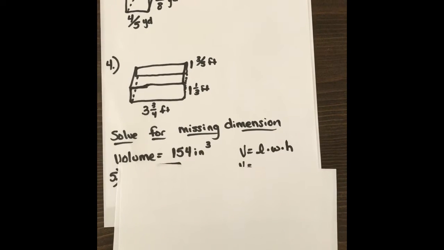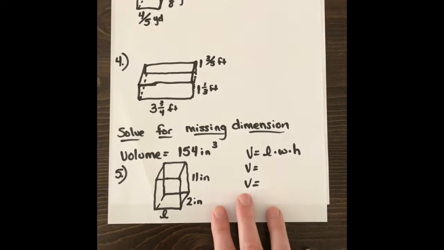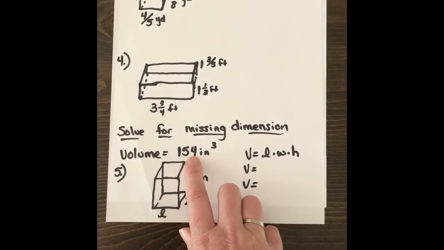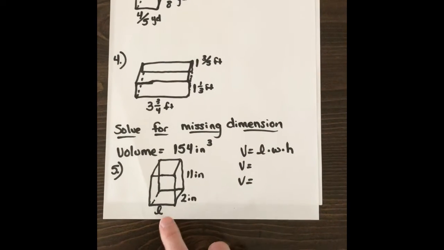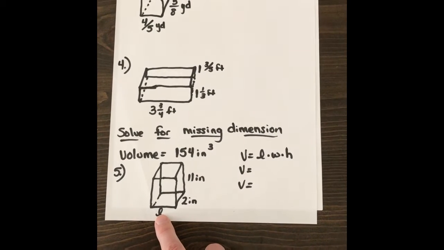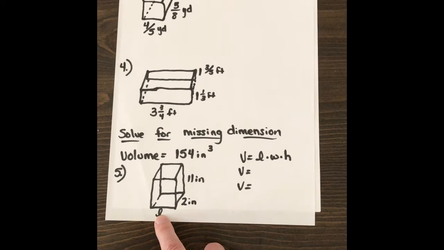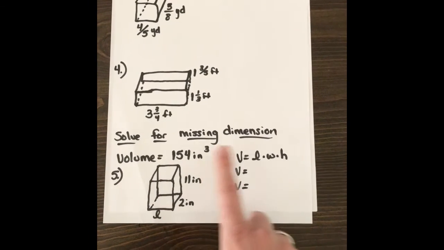Next type of example is solving for the missing dimension. So they're going to give you your volume, and then they're giving you 2 of your dimensions, and you have to solve for the other one. That's an L for length. So they give you the width and the height. You need to figure out the length. So see if you can figure that out.